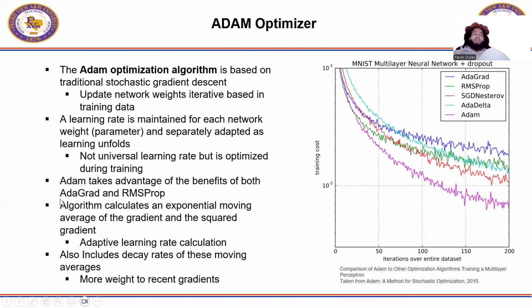Adam takes advantage of both AdaGrad, which I would have to do some more research on, I don't remember exactly what that is, and then root mean square prop. This algorithm calculates an exponential moving average of the gradient and the squared gradient, giving it an adaptive learning rate calculation. Also, this includes decay rates for these moving averages, and more weight is given to recent gradients as compared to historical ones. And here we have the training costs.